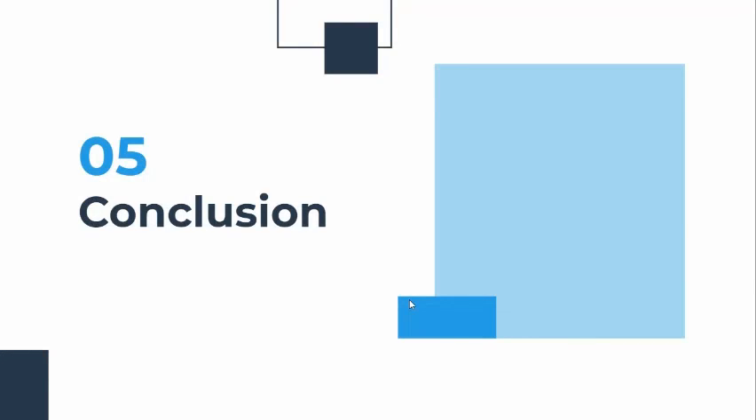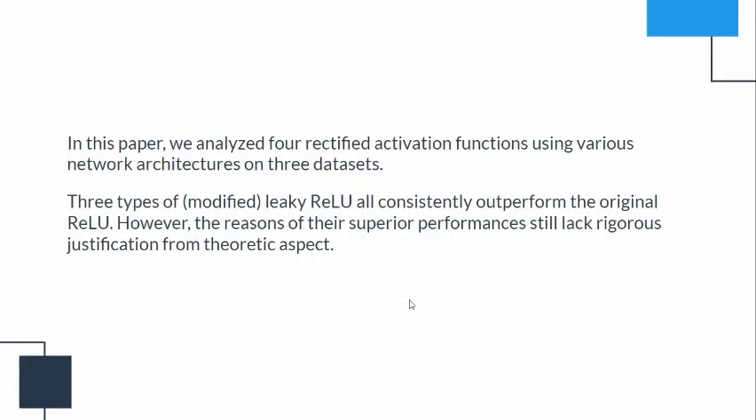For the conclusion of this paper, we analyze the four rectified activation functions using various network architectures. The three types of modified leaky ReLU all consistently outperform the original ReLU. However, the reason for their superior performance still lacks rigorous justification from theoretical aspects.